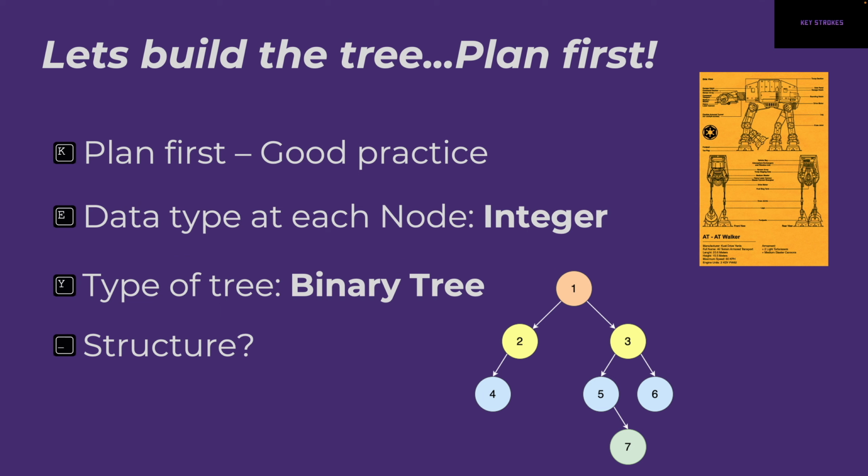Let's target the tree that you see on your screens right now. It has 7 nodes and shows the parent-child relationship. Okay, I think that sounds like a good plan. Let's jump into our IDE and start building this tree.